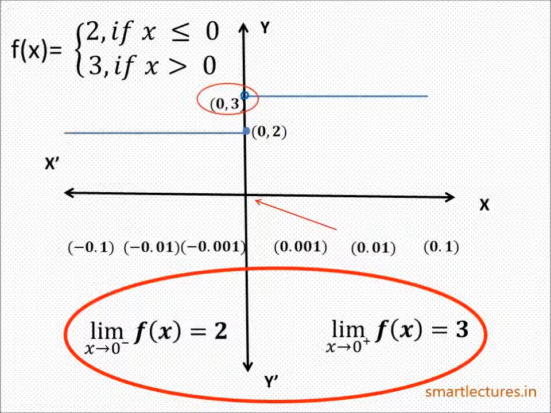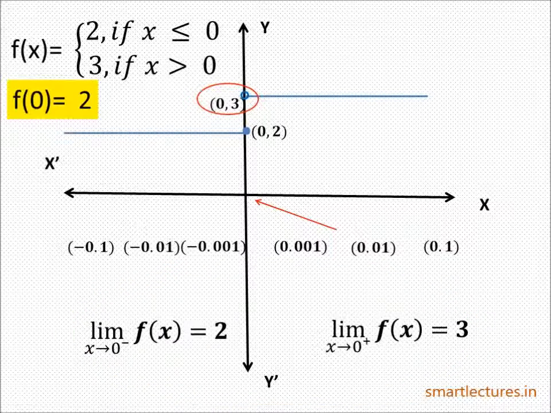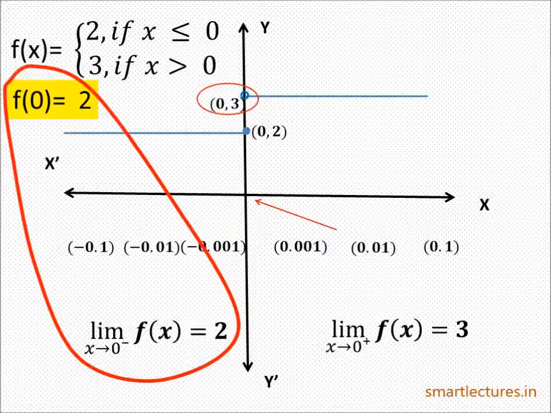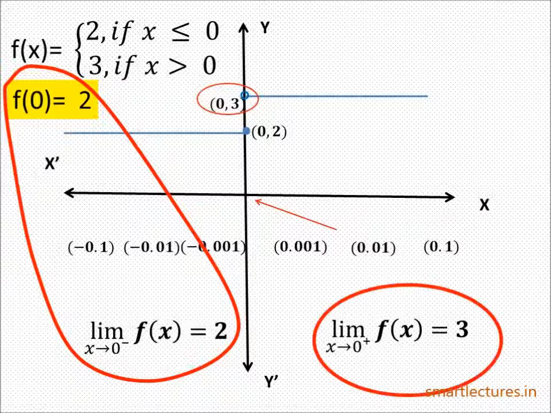And what's the value of the function at x is equal to 0? The value of function f of x at x is equal to 0 is 2. So here the left hand limit is equal to the value of the function at the given point, but it is not equal to the right hand limit. So that means this is not a continuous function.